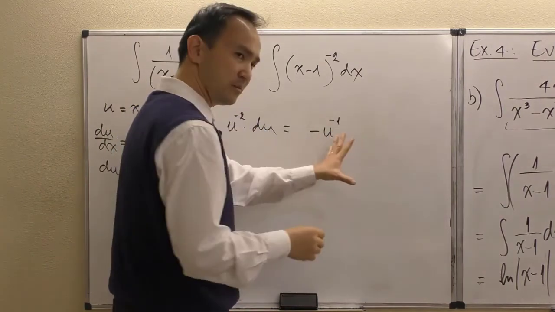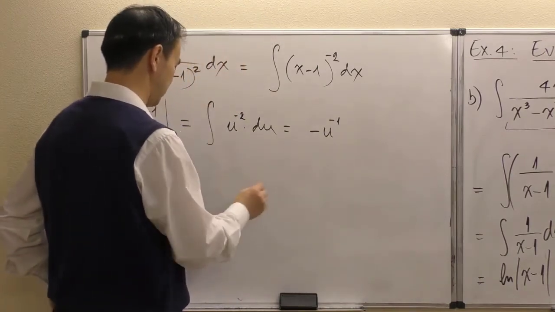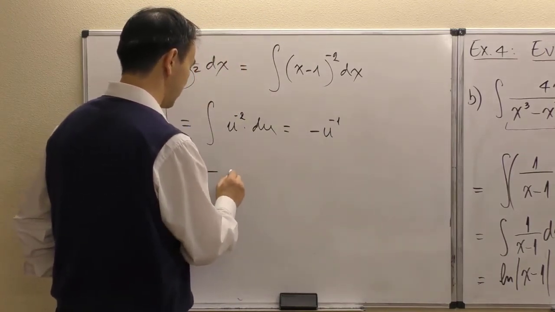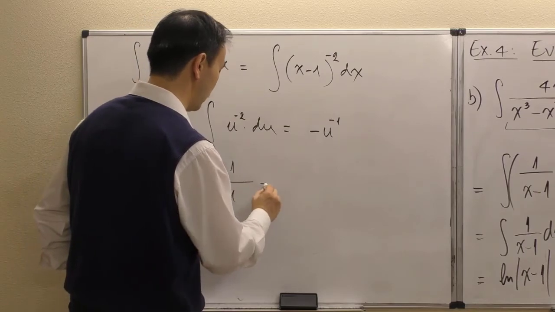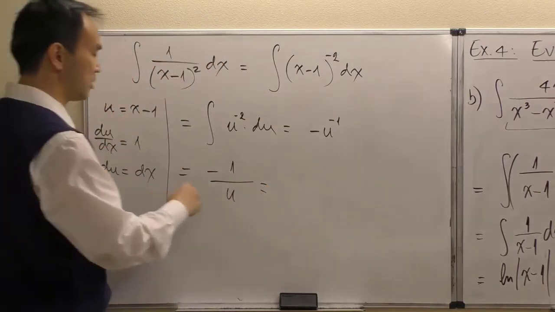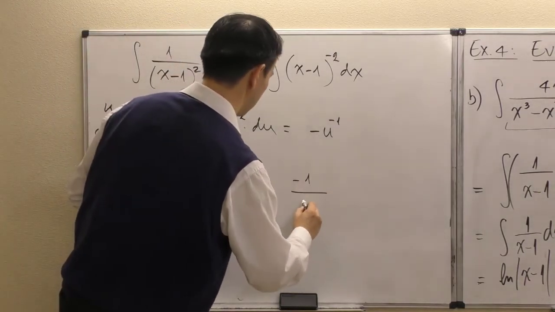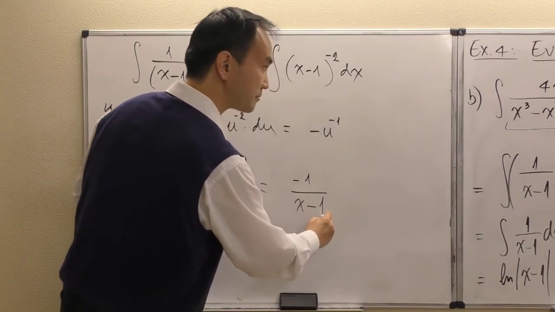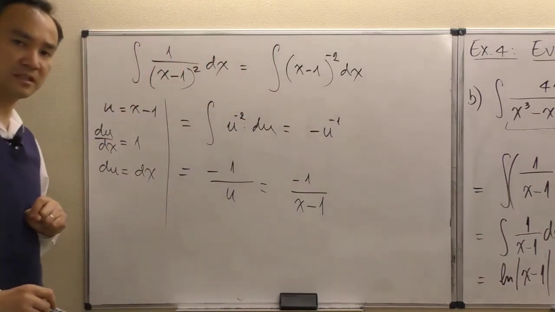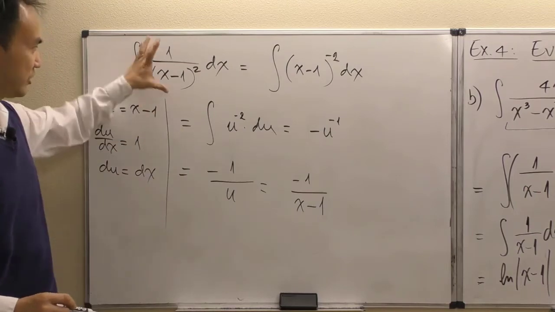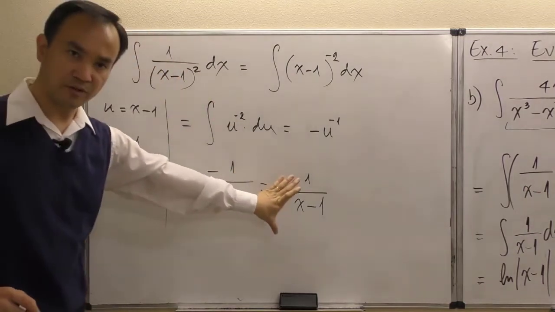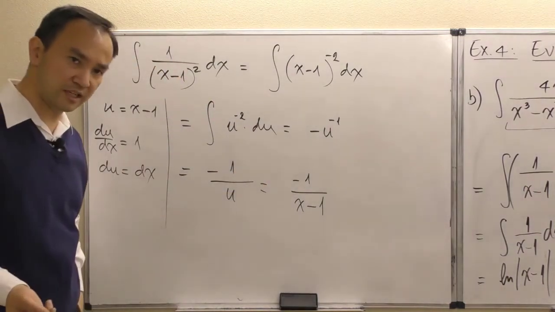And then I don't need the plus c yet. Okay? And then that means it's negative 1 over u, and u itself was x minus 1, so it's negative 1 over x minus 1. Okay? It's negative 1 over x minus 1. So just on that particular problem, it gives me this as the antiderivative, or as the indefinite integral.